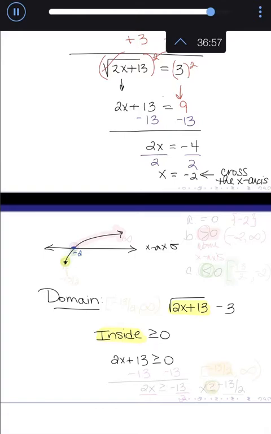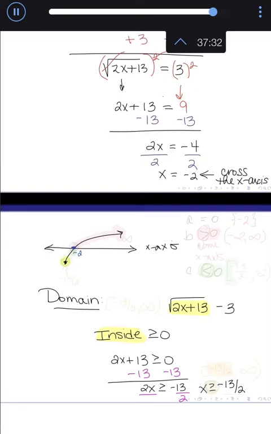It's the same thing that we did earlier. How do we solve this? We're going to solve it like a normal inequality by subtracting 13 from both sides, which gives us that 2x is greater than or equal to -13. Keep on going. We're going to divide both sides by 2 to get that x is greater than or equal to -13/2. So that's our domain.